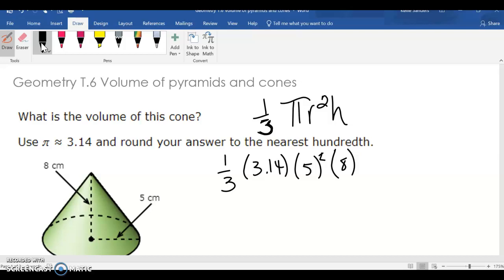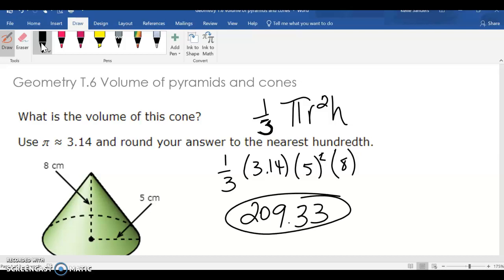3.14 times 5 squared times 8 divided by 3. It says it's 209 and round to the nearest hundredth, so 0.33 centimeters cubed.